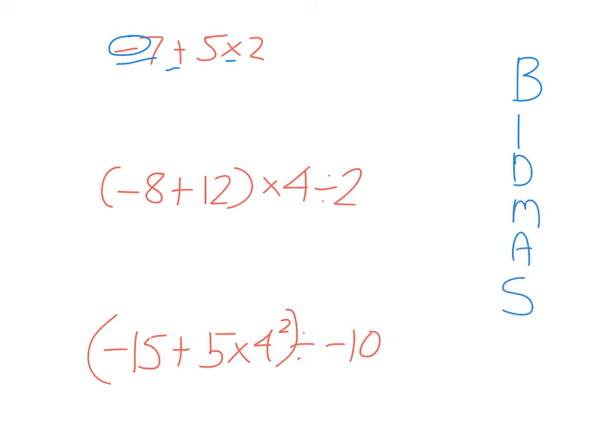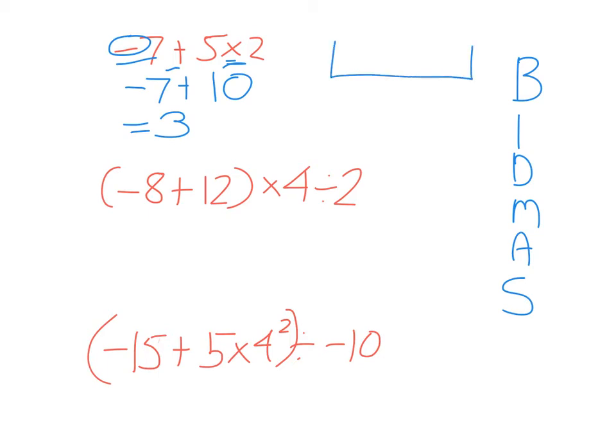So obviously multiplication comes before addition, so we'll do that first. So 5 times 2 is 10. We haven't done anything with the -7 or the plus, so we leave them exactly as they were. And then we have -7 plus 10, which is +3. So if you're stuck with directed numbers, remember you can use a number line to add and subtract.